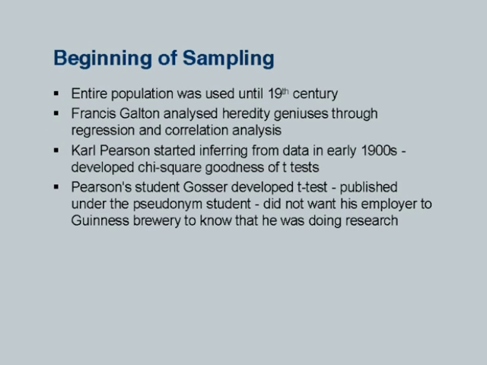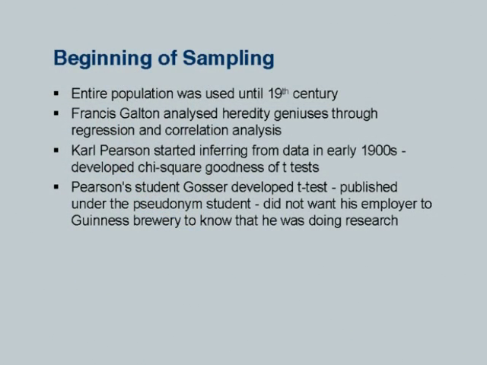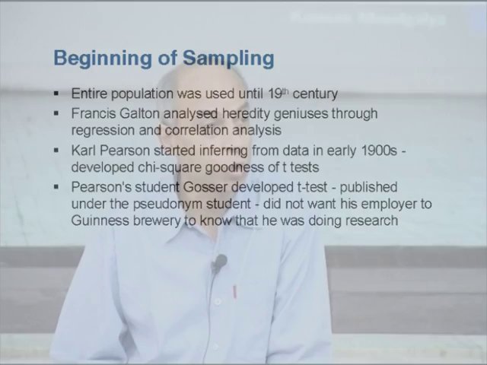And more interestingly, this person named Gosset, who was Pearson's student, developed the famous t-test. You'll study all of this in this class. He used to publish under the name Student, because he was doing this in his spare time. Gosset was a chemist working for Guinness Brewery. They thought he was measuring something, but he was actually calculating some statistics. But he didn't want his company to know that he was doing statistics or research. They'd say, why are you doing research? So he was publishing under the pseudonym Student.